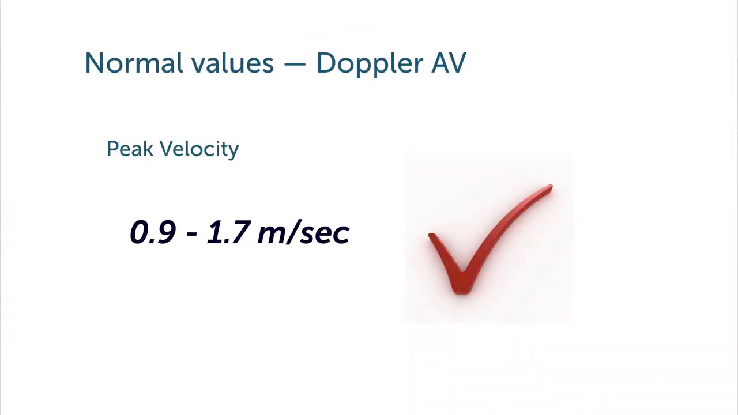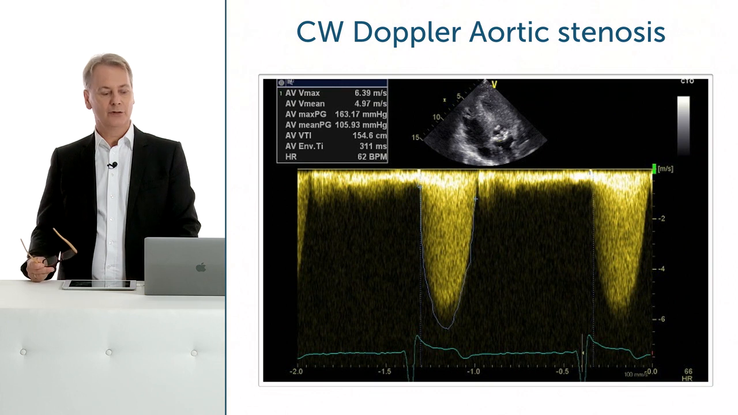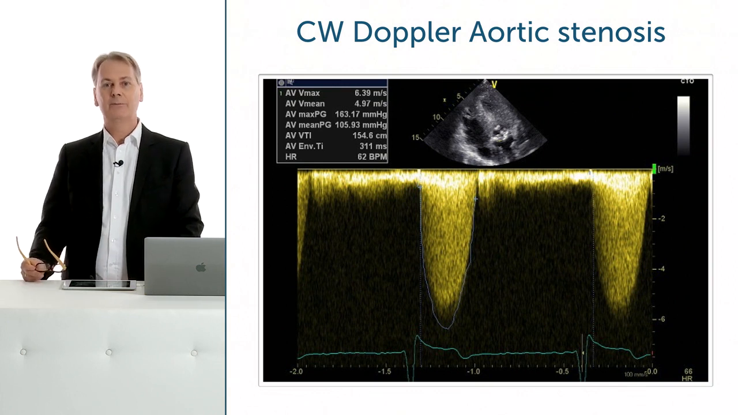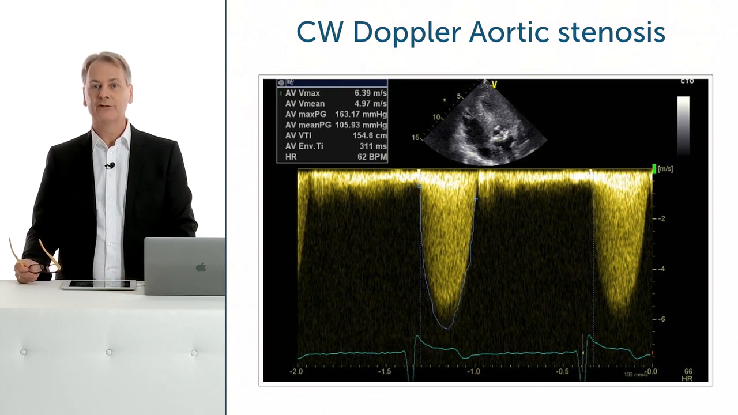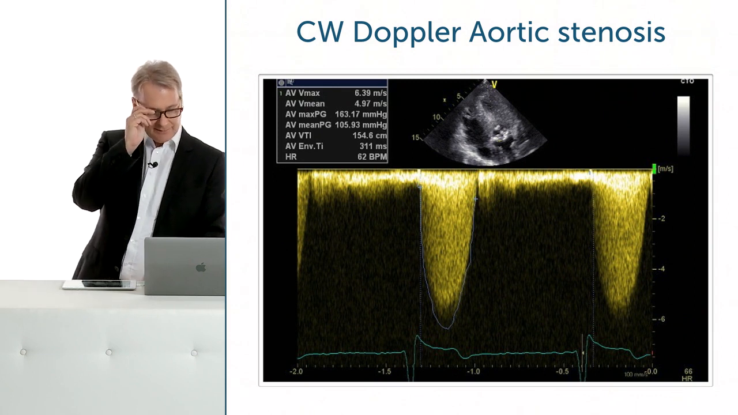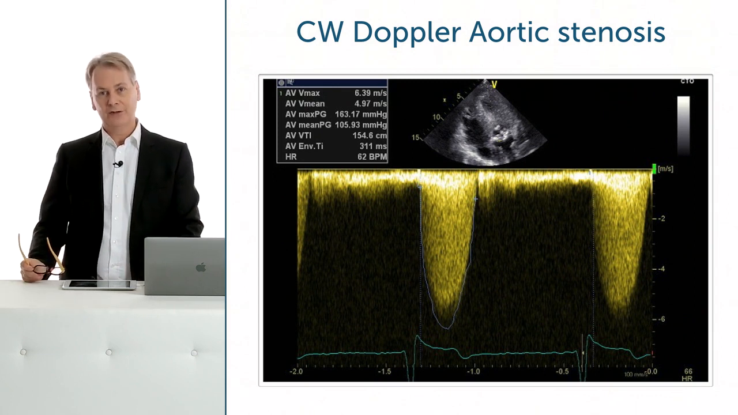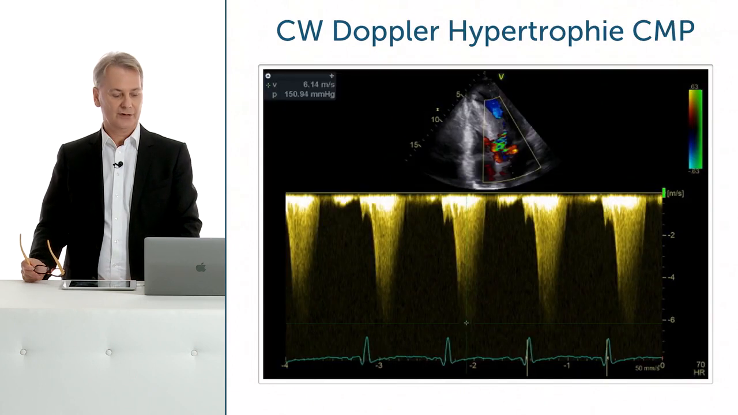The normal velocity across the aortic valve is somewhere between 0.9 and maybe 1.7 meters per second. If you have more than 2 meters per second, we usually call it aortic stenosis. Here's an example of a patient who definitely has more than 2 meters per second. It's 6.4 meters, which is severe aortic stenosis. More on this in the chapter on aortic stenosis.